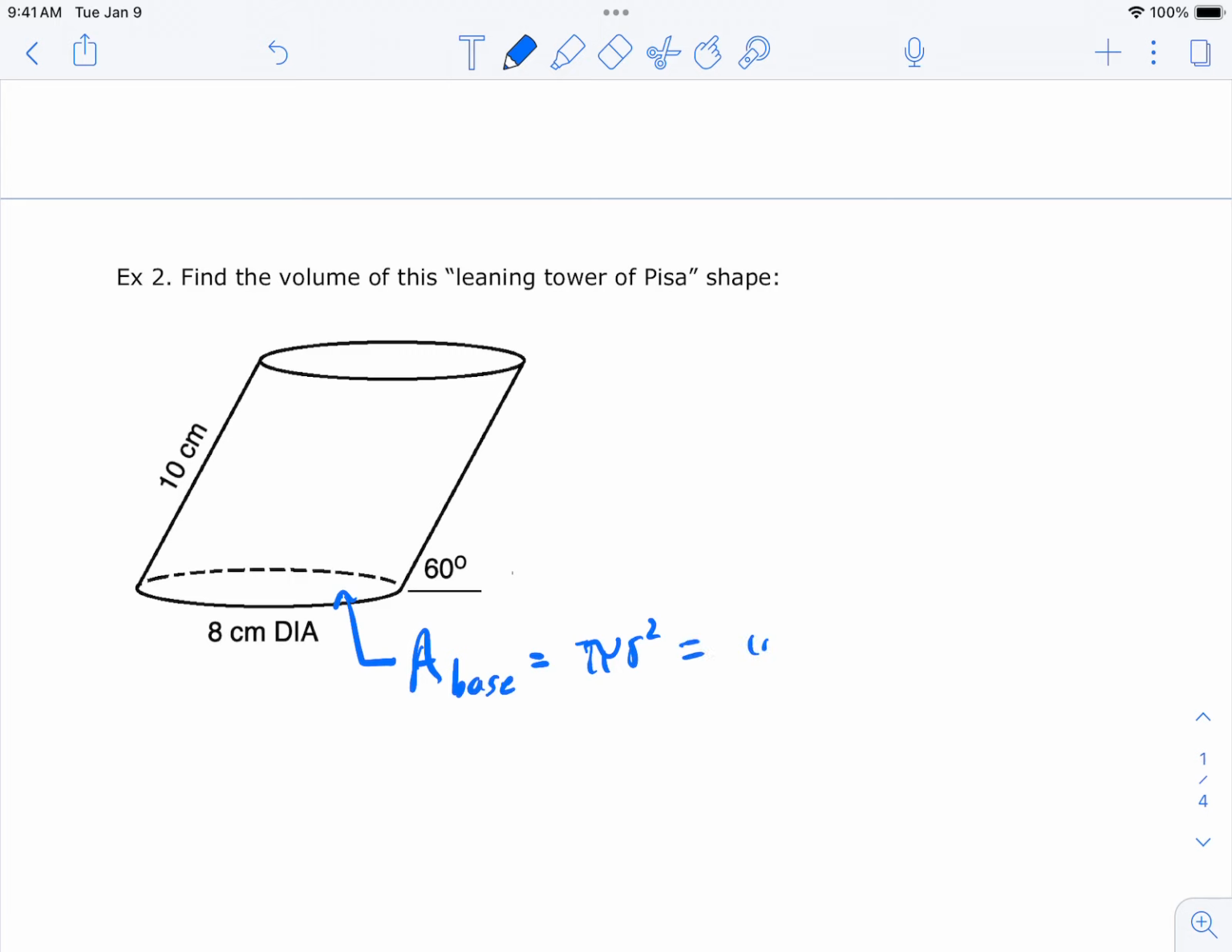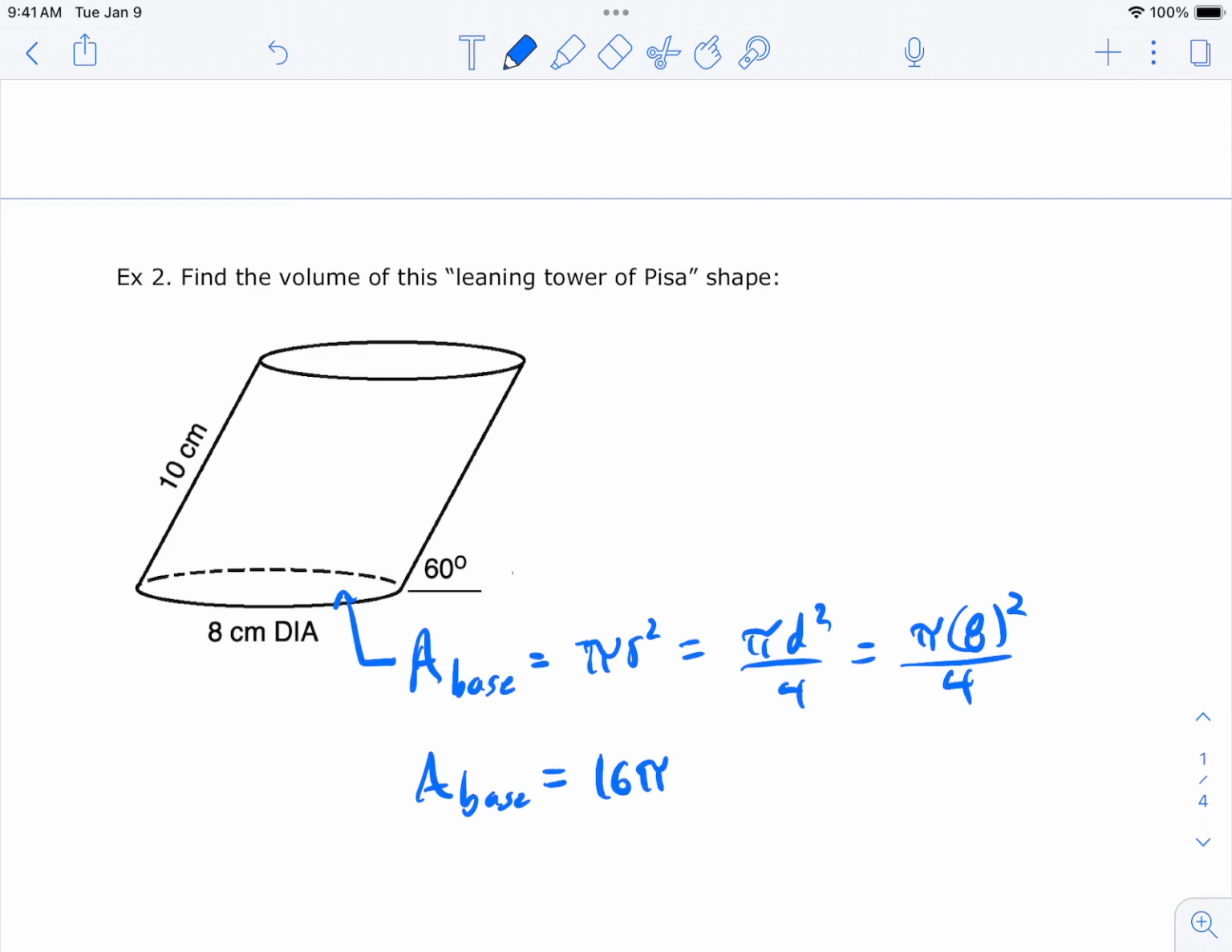Or if you have the diameter, you can do pi d squared over 4. So I'm going to do pi d squared over 4. The diameter is 8 centimeters, squared, divided by 4. And so you end up with the area of the base comes out to 16 pi.